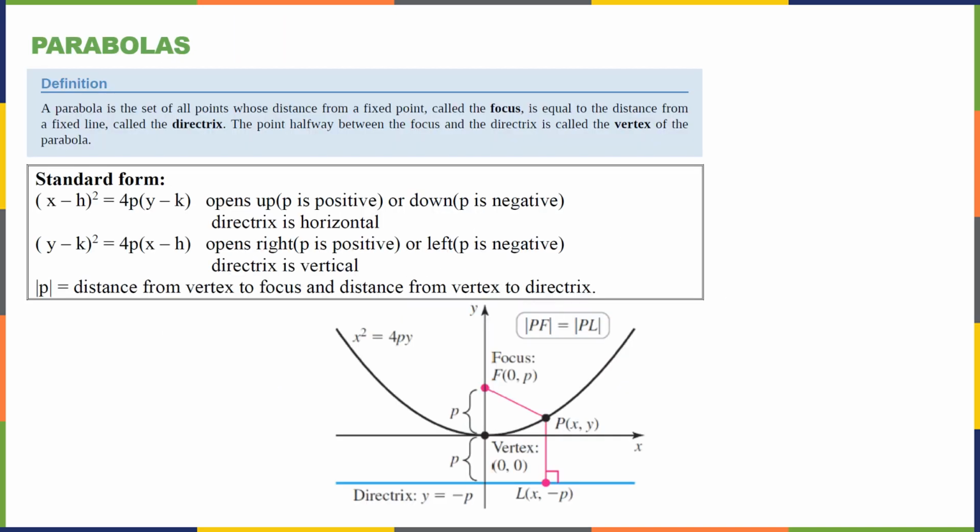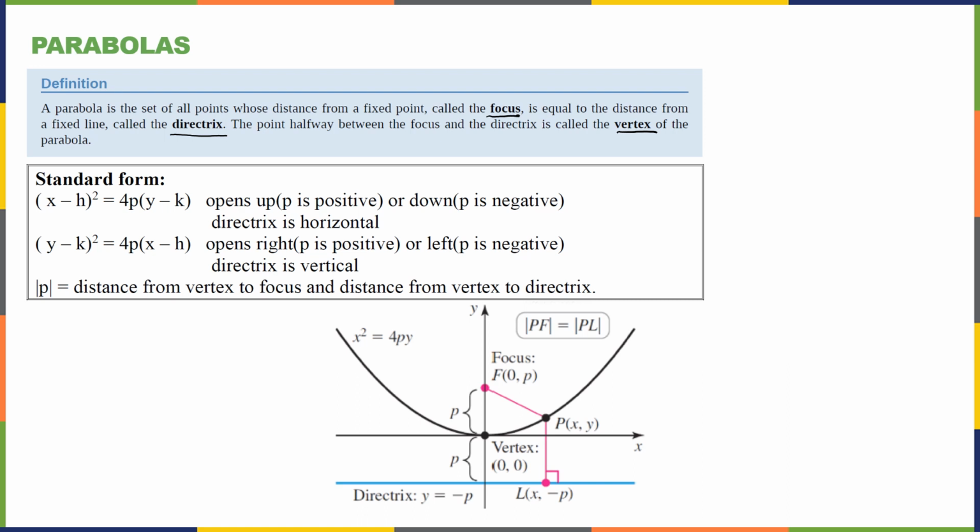A parabola can also be defined in terms of distances. As we consider a parabola, we want to recognize that it is the set of all points whose distance from a fixed point, called the focus, is equal to the distance from a fixed line, called the directrix. The point halfway between the focus and the directrix is called the vertex of the parabola. In solving problems related to parabolas, you will be locating the vertex, the directrix, and the focus.